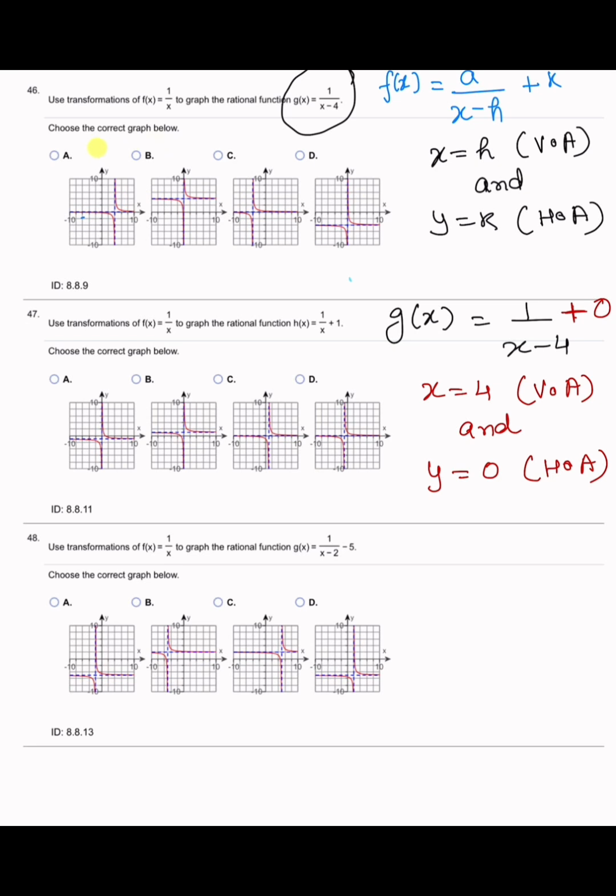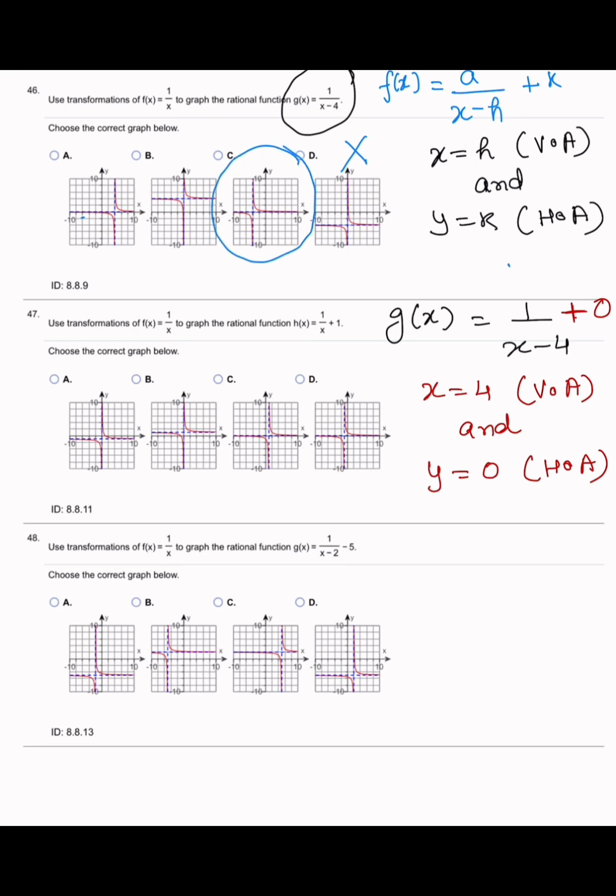Now from all the given graphs, we will try and eliminate the ones that we do not need. So look at this one here. You can see there is a blue line which shows the vertical asymptote, but it is at x equals 0. And the horizontal line is at y equals a negative number. I can't see it really clearly, but it looks like a negative number around negative 4. Is that what we need? No, we need x equals 4 and y equals 0. So this is not our answer.